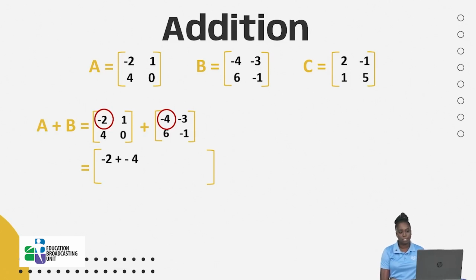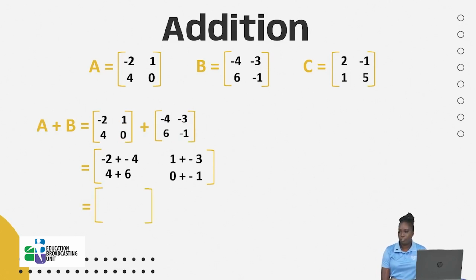Moving on to the next position, row 1, column 2, we have 1 and we have -3. So it's 1 plus -3. Second row, first column, we have 4 and 6. And so we have 4 plus 6. And in the final position, row 2, column 2, we have 0 and -1. So we are going to add 0 plus -1.